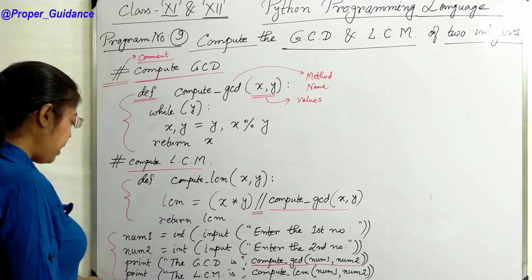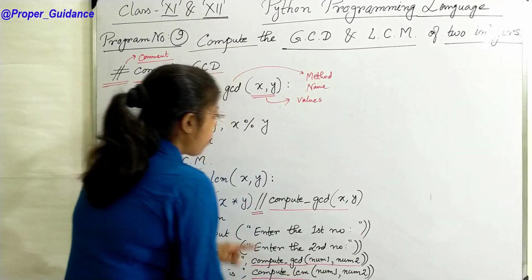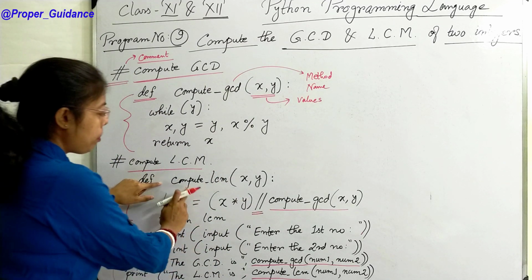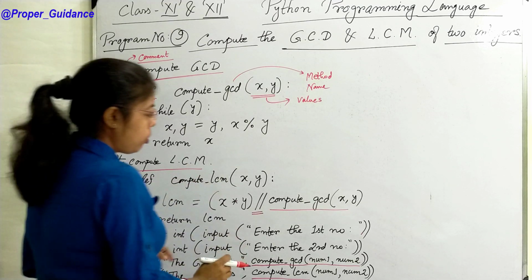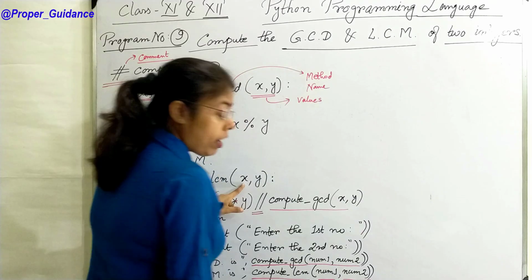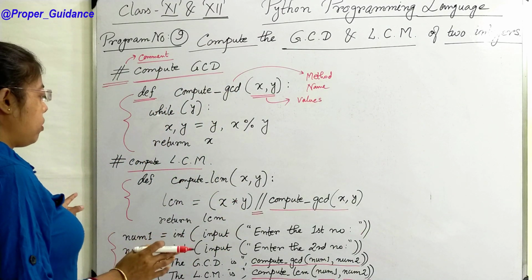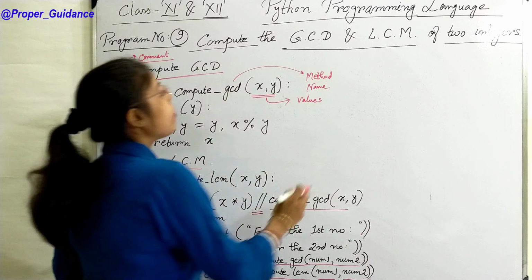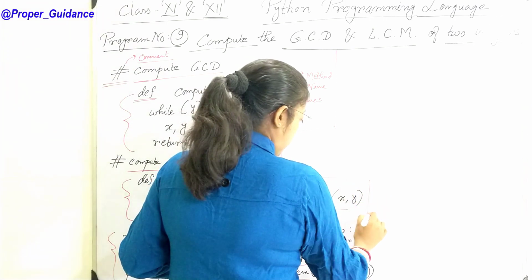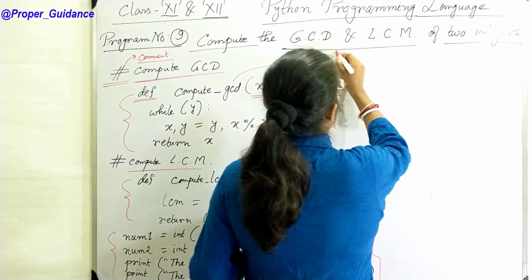Clear? Then same thing, the LCM is compute LCM. For the LCM we will call this method, right? Compute LCM, and we pass num1 in the place of x and num2 in the place of y. Okay, and that is the program. Now I will show you how the program works. Here will be an output as well as the dry run.